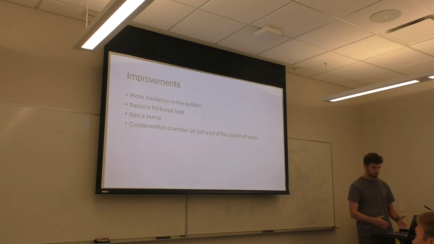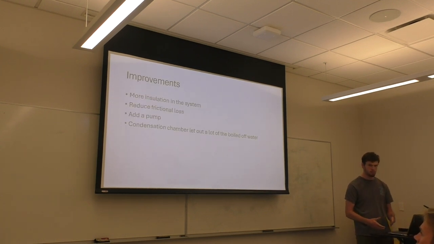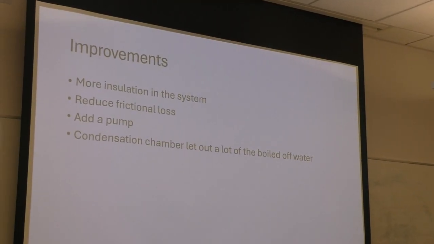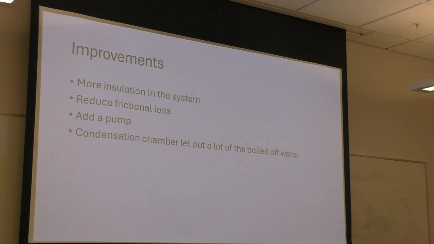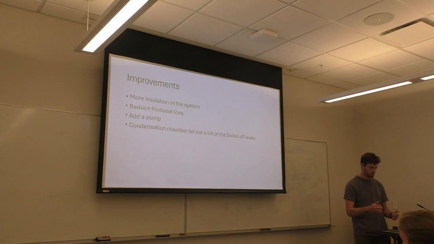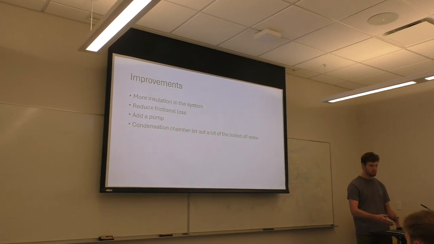Some ways to improve this: adding more insulation to the system to reduce the heat loss could improve the system as a whole. You could reduce friction by oiling the motor or getting smoother tubes, with fewer turns and things like that. You could add a pump to make it a full Rankine cycle. And the condensation chamber let off a lot of the boiled water into the atmosphere, so there's a lot of losses through that.